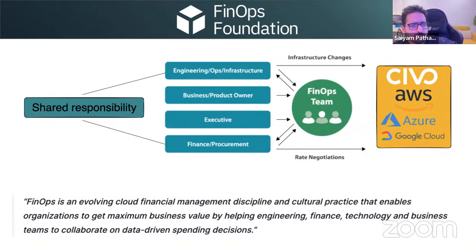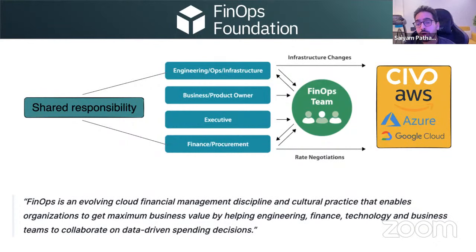Just quickly want to go through some of the FinOps specific things. FinOps is an evolving cloud financial management discipline and cultural practice. Again, the cultural aspect will always be there, that enables organizations to get the maximum business value by helping engineering, finance, technology, and business teams collaborate on data-driven spending decisions. Why are we coming to the FinOps side and the cost side? Because this particular webinar mostly emphasizes the resources that we see, the tagging and the cost aspects of it. So by now, you should be clear what multi-cloud is, what the benefits of multi-cloud are, and what the hardships of actually doing multi-cloud are.